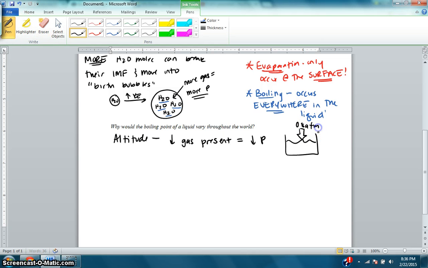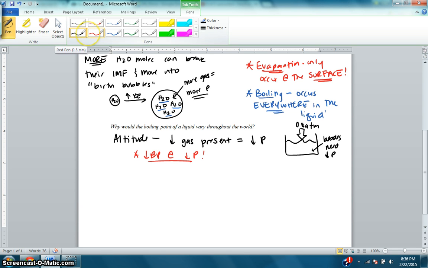So if I have a lower pressure on top of my liquid, that means my bubbles need less pressure to boil. Since my bubbles will need less pressure, that means I can have a lower boiling point. So you're going to have a lower boiling point at lower pressures.